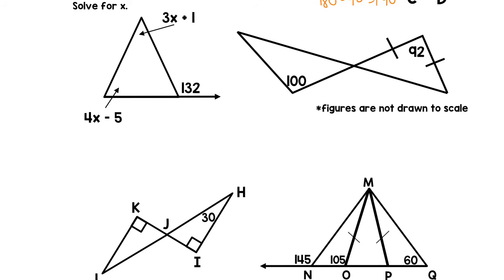Let's solve for x in these triangles. These remote interior angles, 4x minus 5 and 3x plus 1, we know that if we add those together, we'll get 132. So we combine like terms, 7x plus 6 is 132. Oh, I wrote something wrong. That's minus 5, so that's not plus 6.